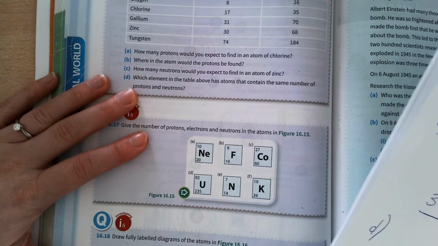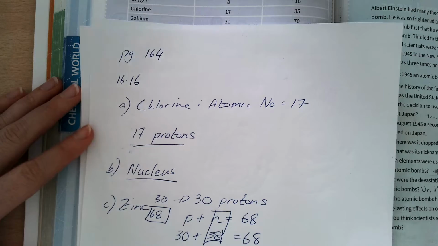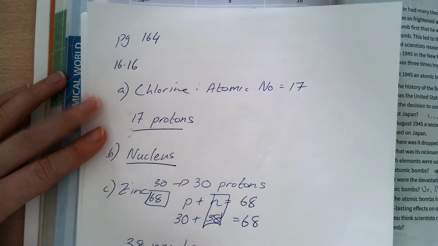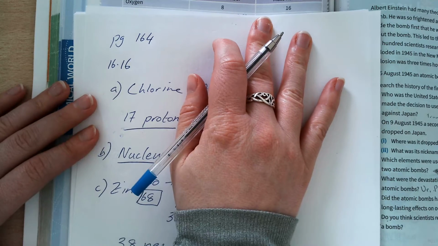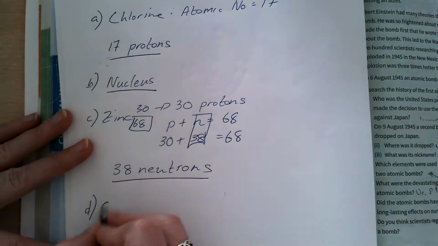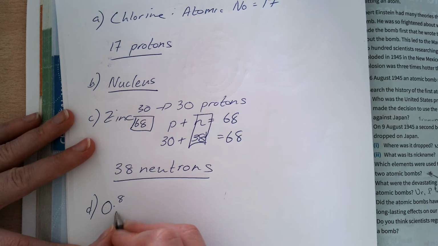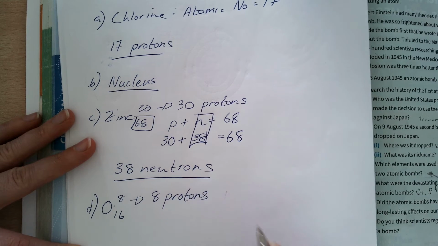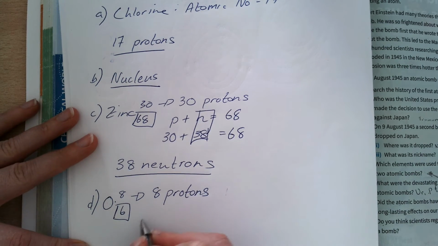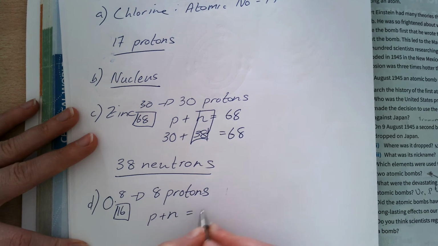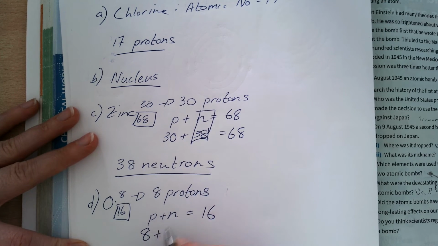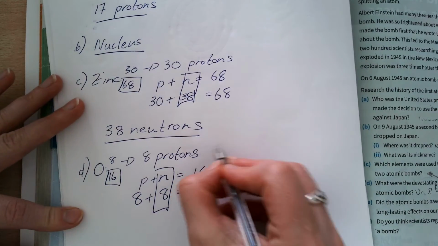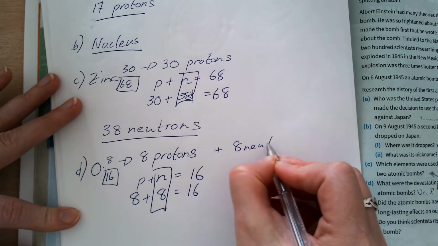And part D then is which element in the table above has atoms that contain the same number of protons and neutrons. So I'm just going to look at the first one here because you'll have to go through these individually, okay? So I'm looking at oxygen, which is O, and it has an atomic number of 8 and a mass number of 16. So my atomic number is my number of protons, okay? And my mass number is my number of protons and neutrons, and I'm told that that's 16. So 8 are protons, which means 8 plus what gives 16? 8 neutrons. So if I look, I have 8 protons and 8 neutrons.